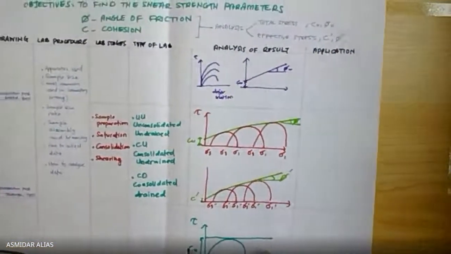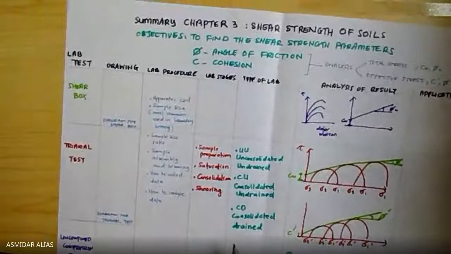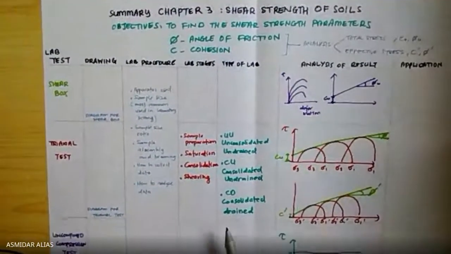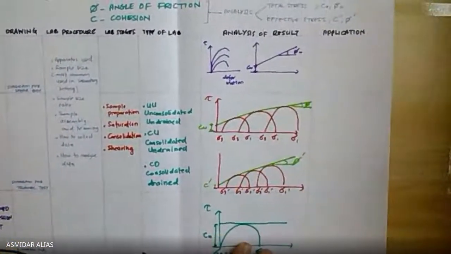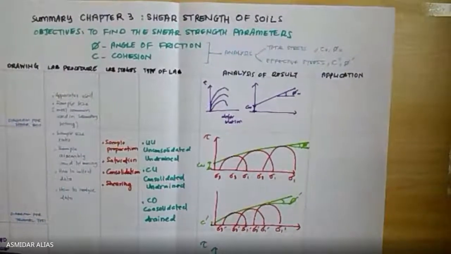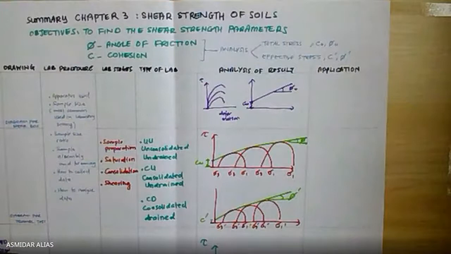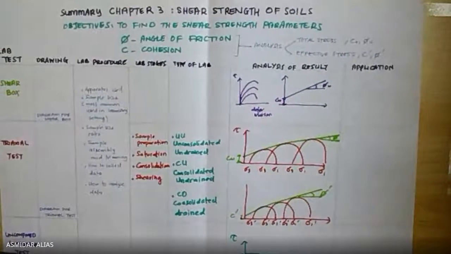Okay, this is to show you the overall summary of chapter 3. Hopefully you can fill in everything with the details that you need to know, and of course the critical area will be the analysis using the data from different types of testing. From the data you can analyze, and then from the analysis you can get the values of c and phi. So that is to conclude chapter 3.